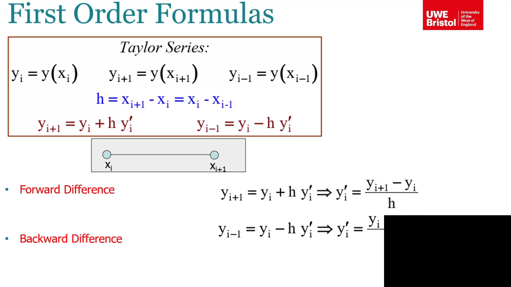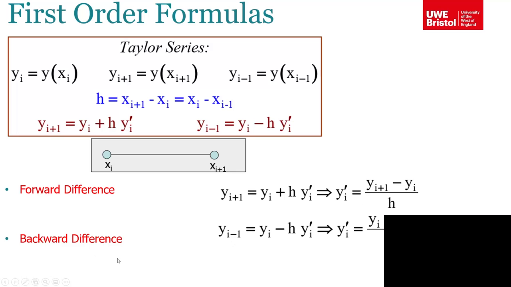So these are first order formulae. For example, y_i at x_i in the x direction, y_{i+1} at x_{i+1}, y_{i-1} at x_{i-1}. So it's a first order case. So y_{i+1} should be equal to y_i plus h times y_i', and y_{i-1} is y_i minus h times y_i'. If you use a forward differencing scheme, y_{i+1} would be y_i plus h y_i', so y_i' would be equal to y_{i+1} minus y_i over h.